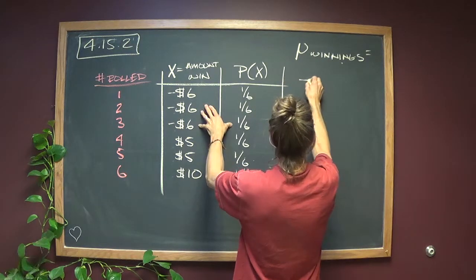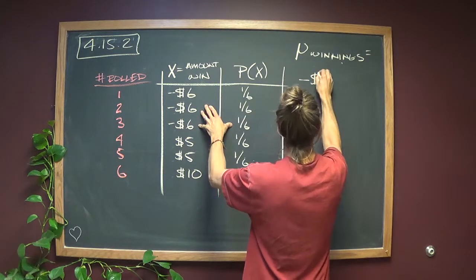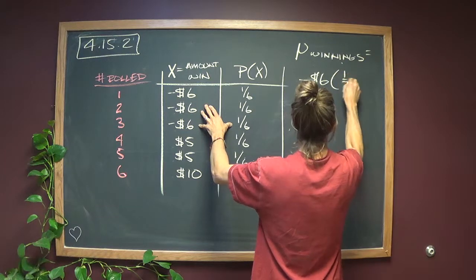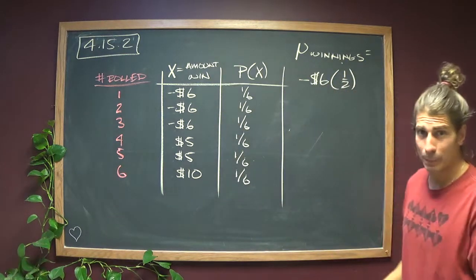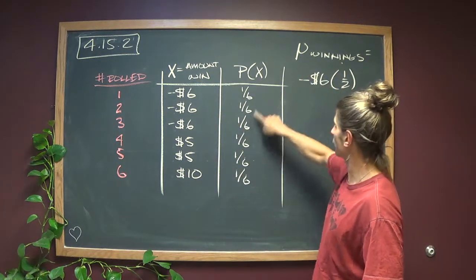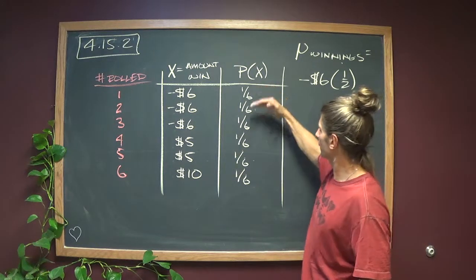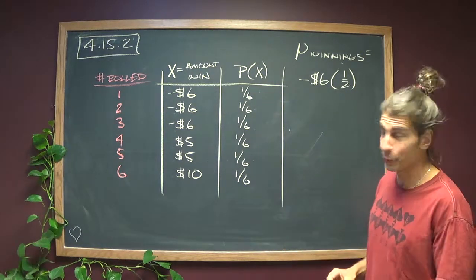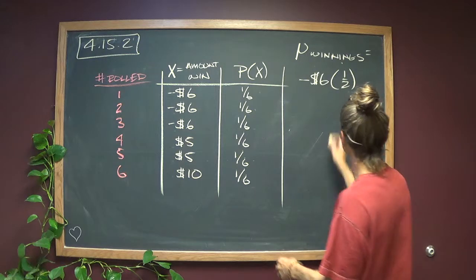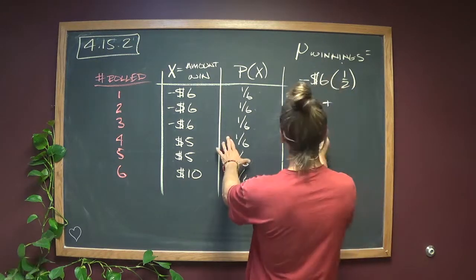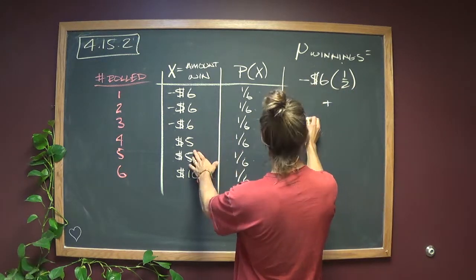That's going to be negative $6 times a half. Make sure you buy the negative $6 times a half. It's 3/6. So this one plus this one plus this one is actually 1/2, 3/6. So half the time you're going to lose 6 bucks. Plus, looks like a third of the time you're going to win 5.